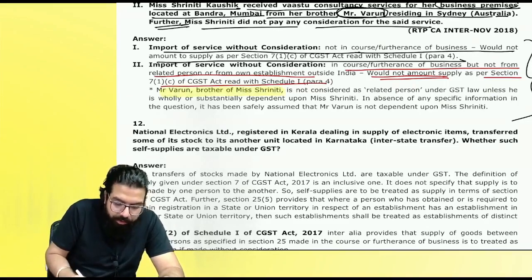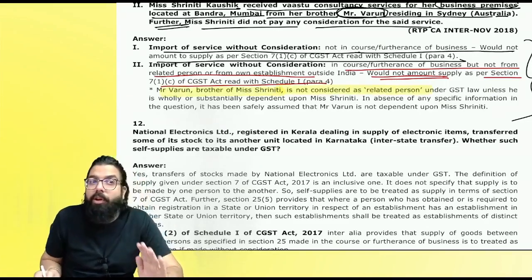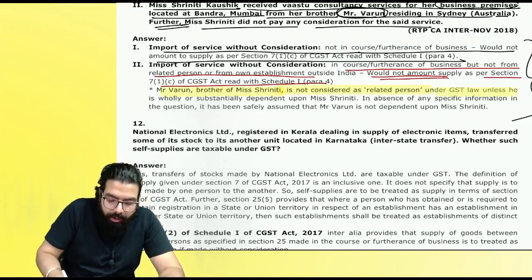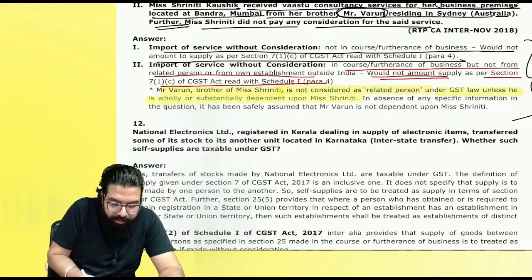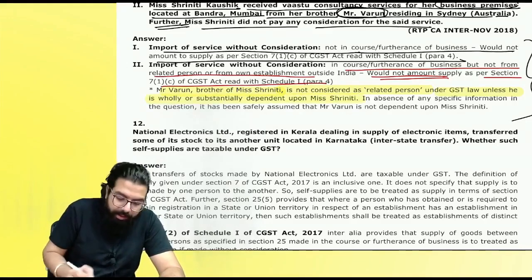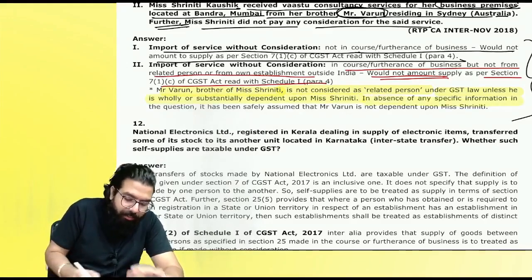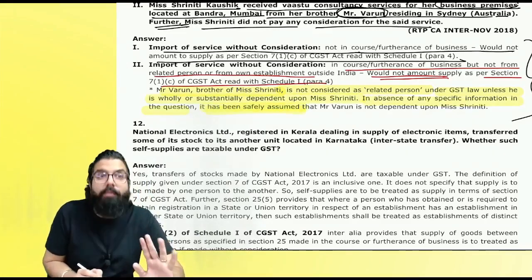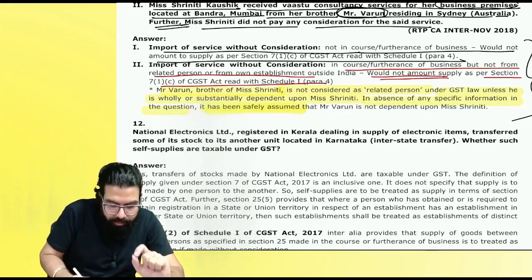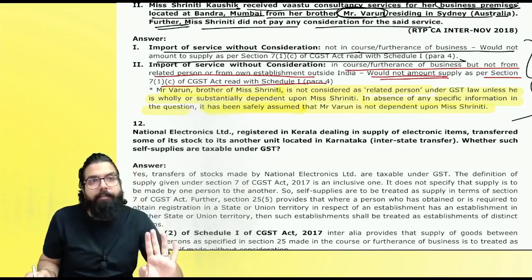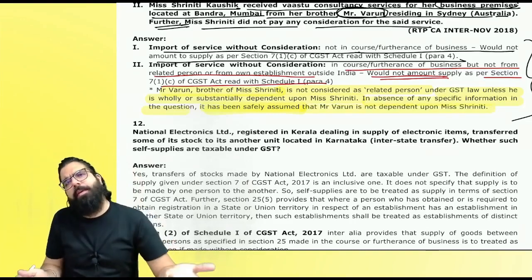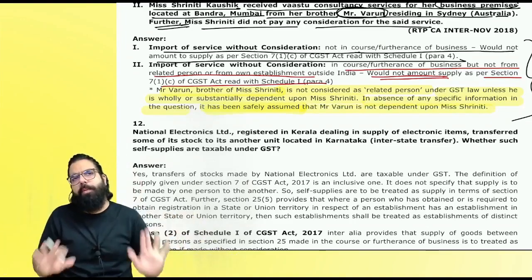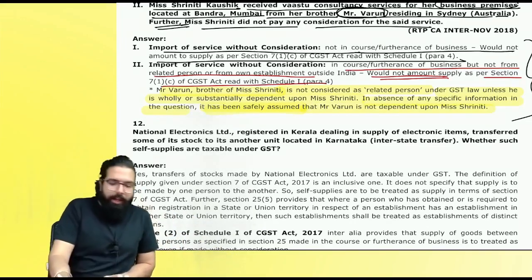Mr. Varun is not considered as a related person, unless he is wholly or substantially dependent upon Miss Sriniti. In the absence of any specific information given in the question, it has been safely assumed that Mr. Varun is not dependent. You can say it has also been assumed that he is dependent or independent, whatever is your thought, you have to write properly and come. Can I go ahead, everyone?